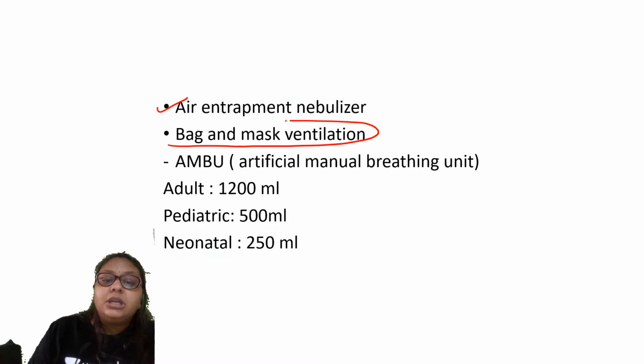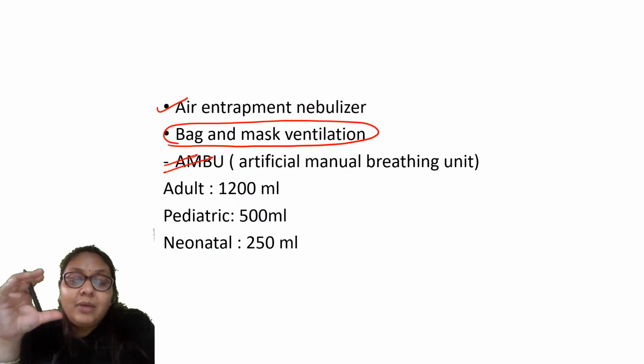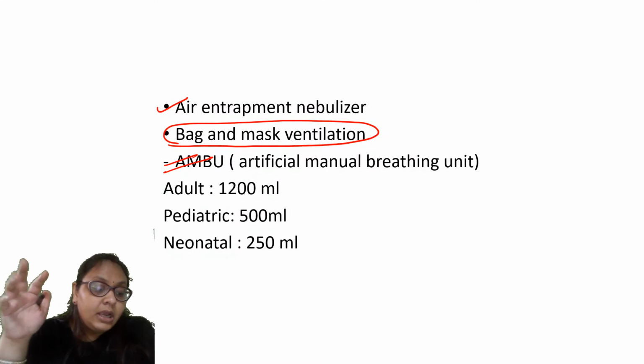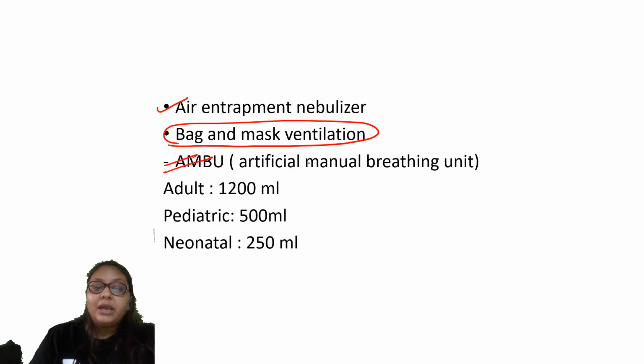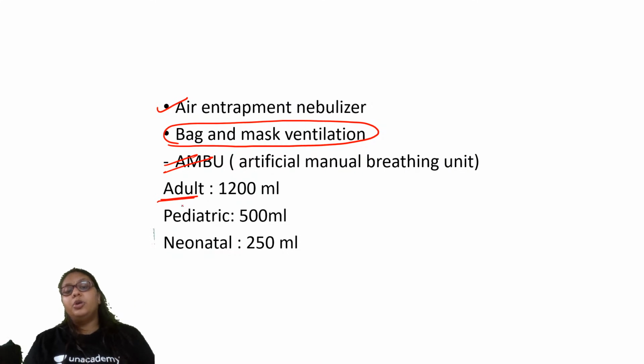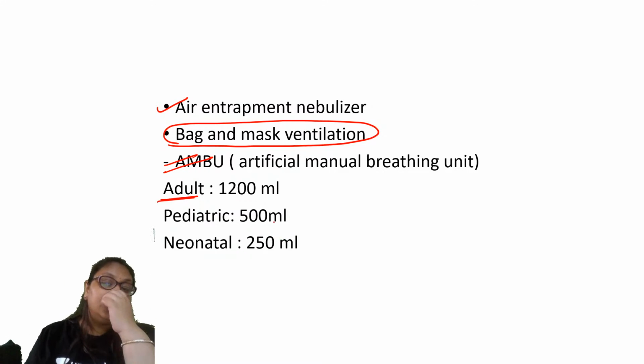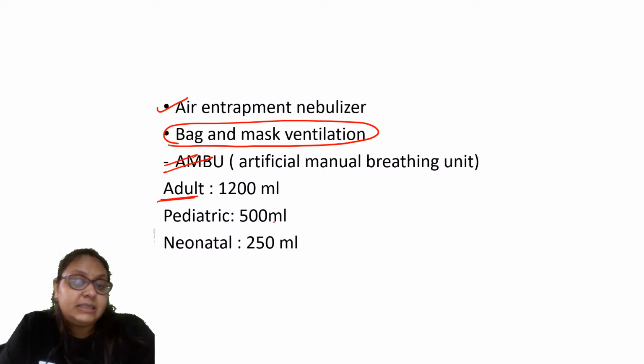Other examples of the high flow or fixed performance devices are the air entrainment and bag and mask ventilation. In bag and mask ventilation, remember AMBU, and remember the full form of AMBU. It is artificial manual breathing unit. In adults it can provide a volume of 1200 ml, pediatric 500, and neonatal 250 ml. So these are the different oxygen therapy devices.